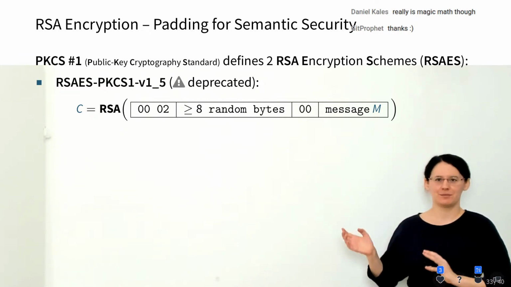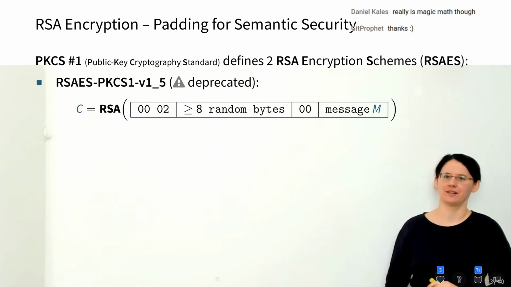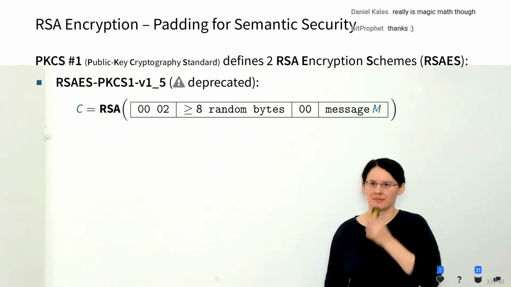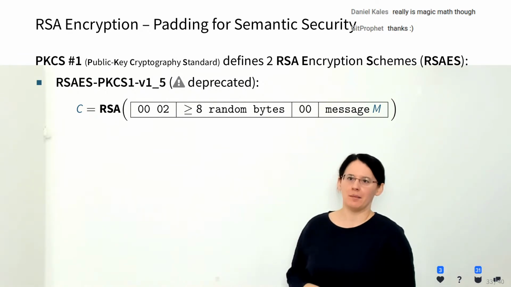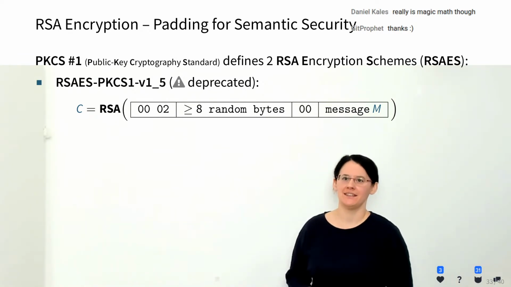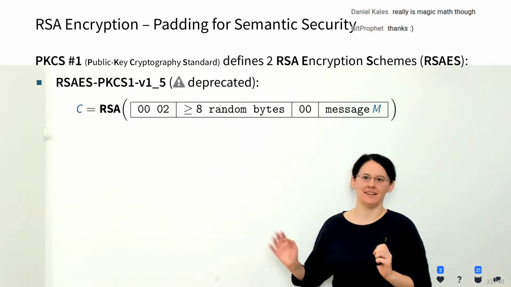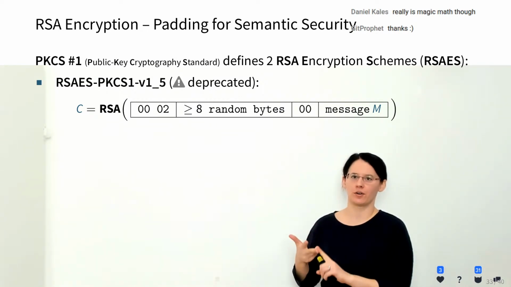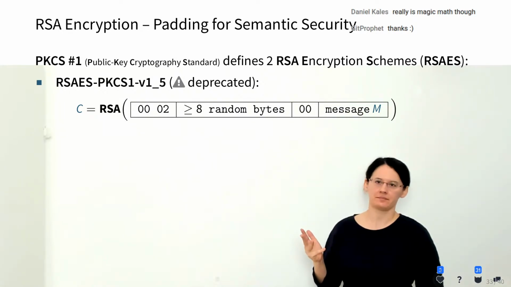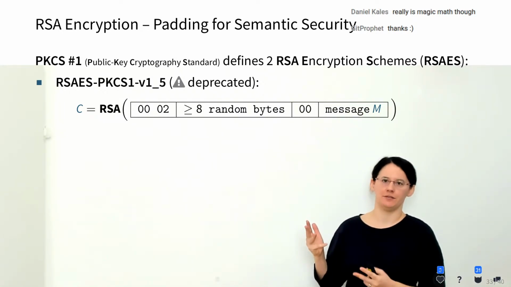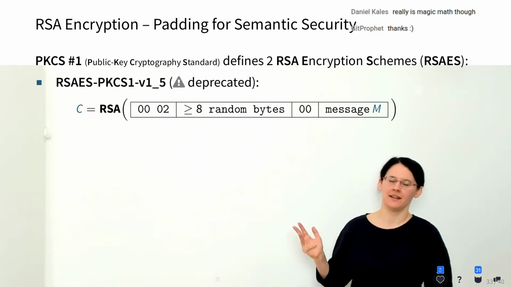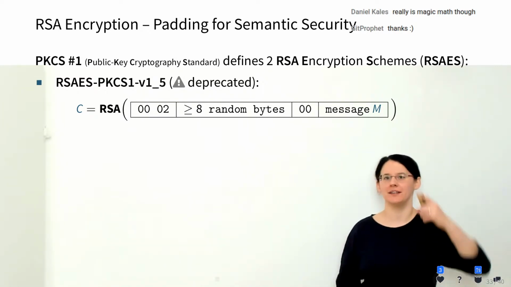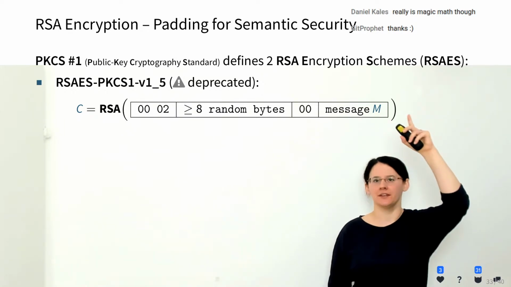So for this reason, I'm showing both of the schemes, but please don't learn them by heart. It's just that you know the general concept. The first padding scheme I'm listing here is also called PKCS number 1. Yay, another acronym. This one stands for Public Key Cryptography Standard. And this is a standard that defines both of the schemes we're interested in. The name the standard has for this type of scheme is RSA encryption schemes.